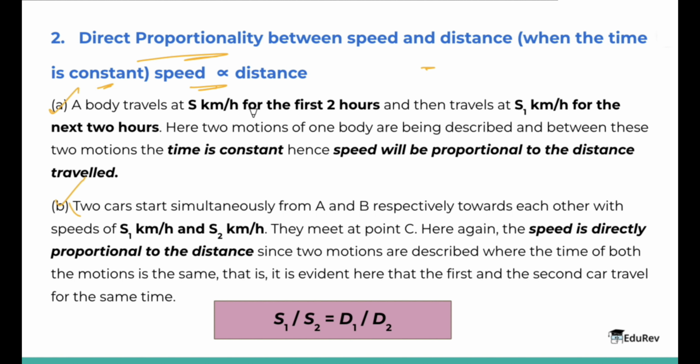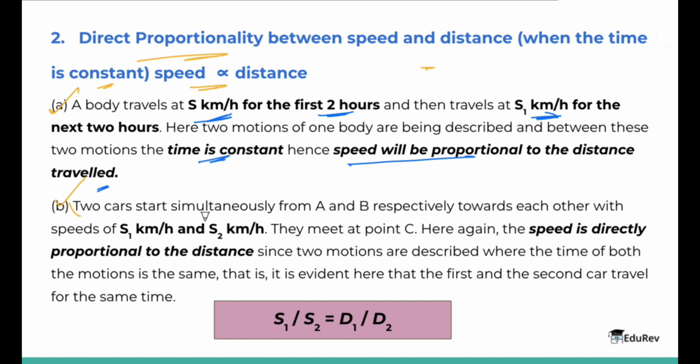Let's understand them. A body travels at s kilometers per hour for the first 2 hours and then at s1 kilometers per hour for the next 2 hours. Here two motions of one body are being described and between these two motions the time is constant. Hence, speed will be proportional to the distance that is travelled.